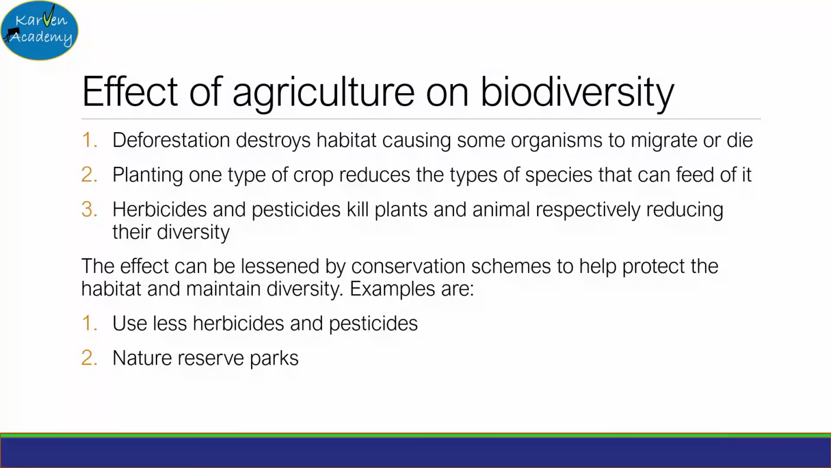Alright, nearly done now. The last thing I want to talk about is the effect of agriculture on biodiversity. Three main things that agriculture does: deforestation destroys habitat, causing some organisms to migrate or die. Planting one type of crop reduces the types of species that can feed off it. And the use of pesticides and herbicides, which kill animals and plants respectively, reduces their diversity.